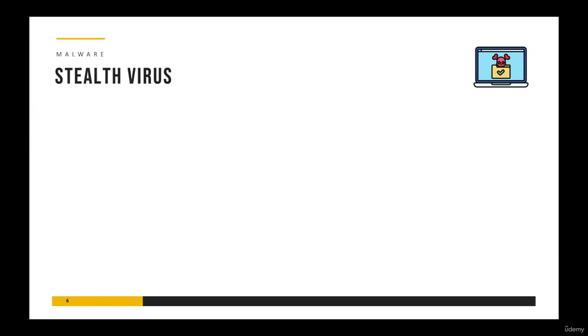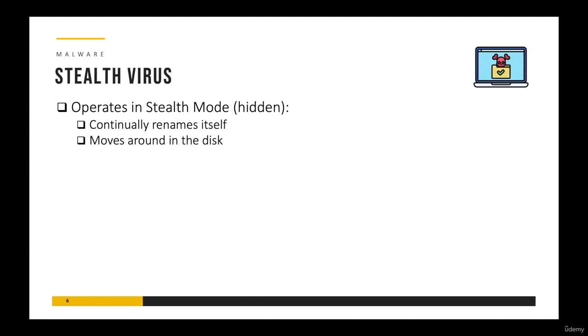So next are stealth viruses. Stealth viruses always operate in stealth mode or the hidden mode. They use a number of techniques to evade detection. For example, they continually rename themselves. So if there is an antivirus which is doing detection based on names, then they can evade them. Although very few antiviruses use just names, they use signatures or the patterns of code within the file.